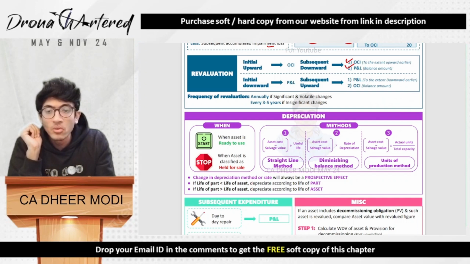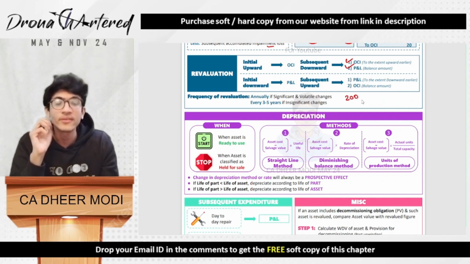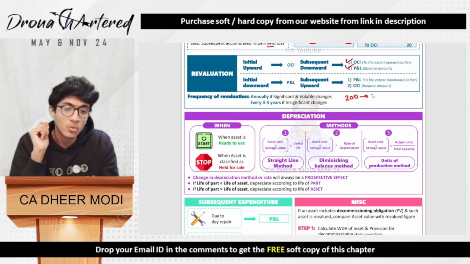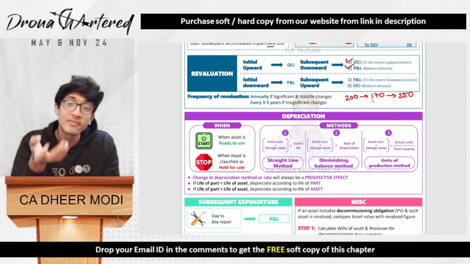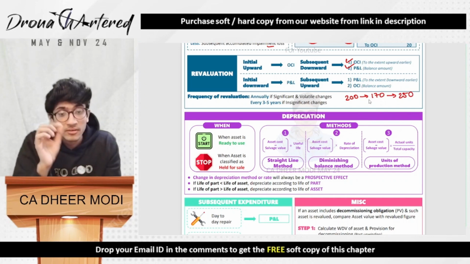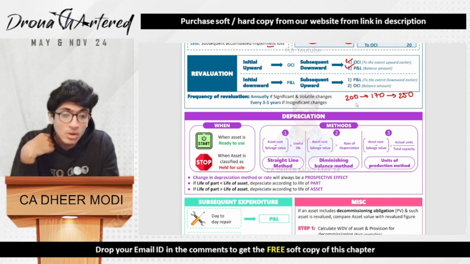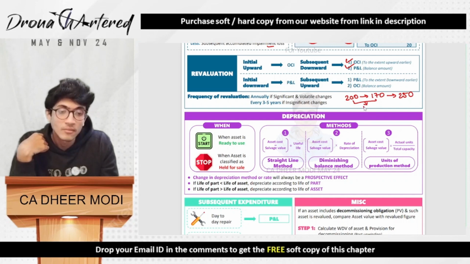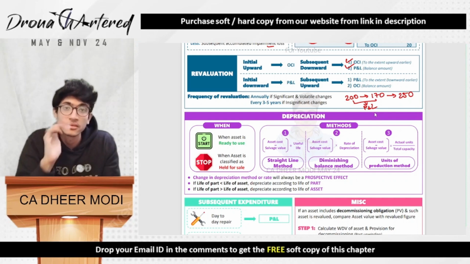Okay. So now, initial downward, say your asset's carrying value is 200 rupees. Initial downward was 170, and this was later increased to 250. So again, what will happen from 200 to 170? Whenever something goes up, first time we will transfer it to OCI, but whenever something goes down, first time we will transfer it to PNL. So this 30 rupees difference will go to PNL. Entry will be PNL account debit to asset 30 rupees.